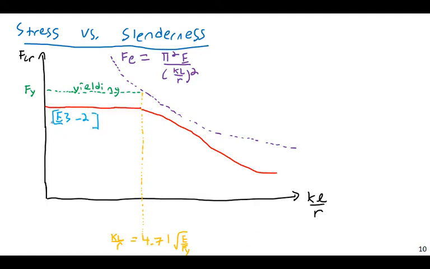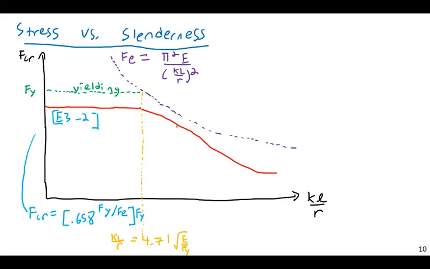And the equation for this is going to be that FCR, the critical stress, is equal to 0.658 to the power of FY divided by FE, where FE is the Euler stress, times FY, the yield stress. So basically, to get our F critical, we need both the yield stress and the Euler stress. You're always going to need to calculate that.